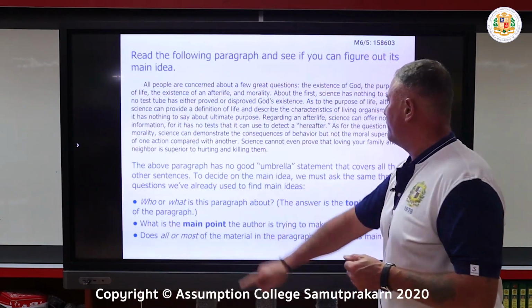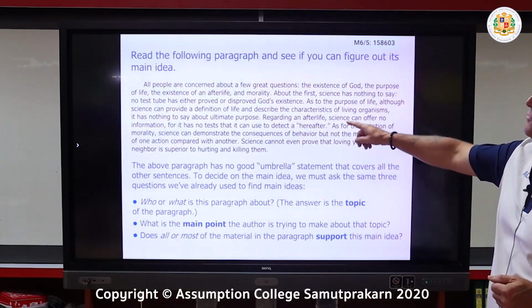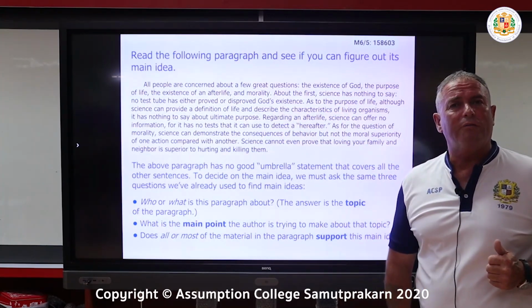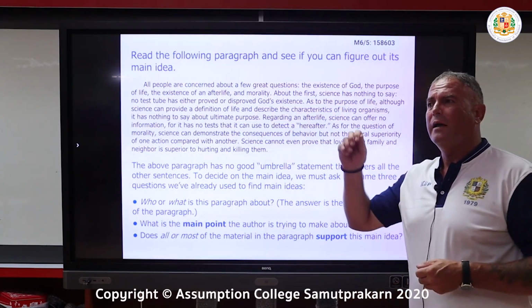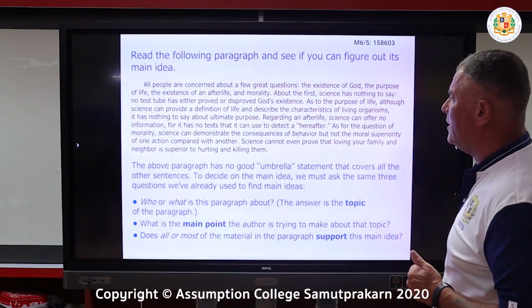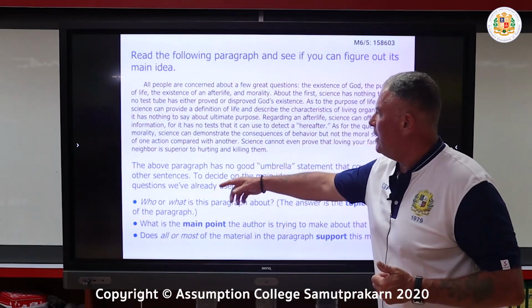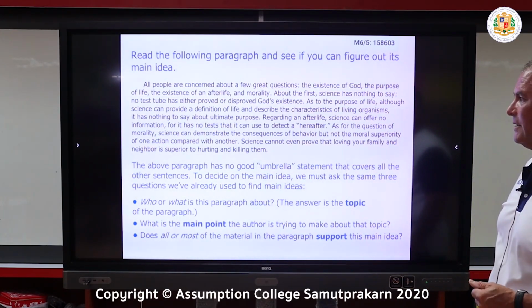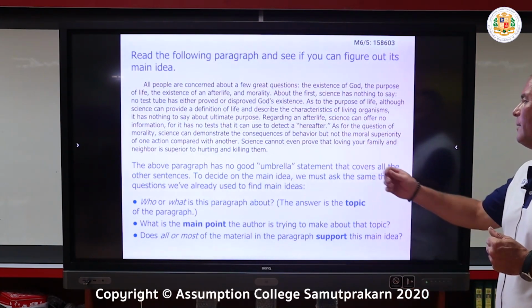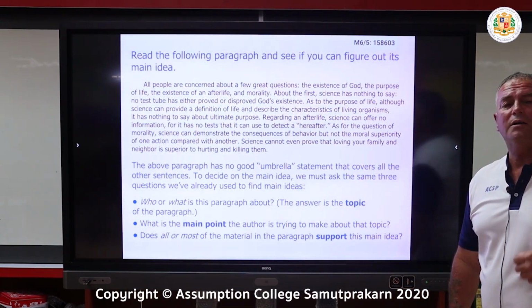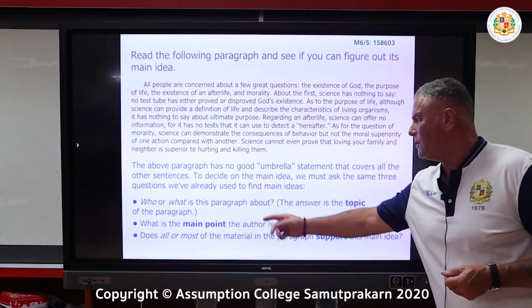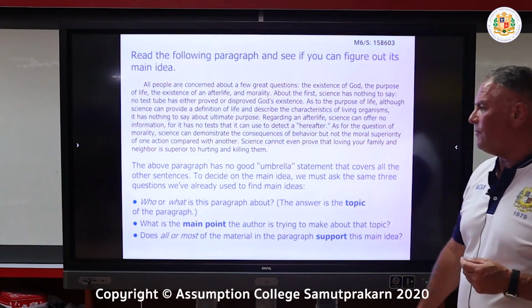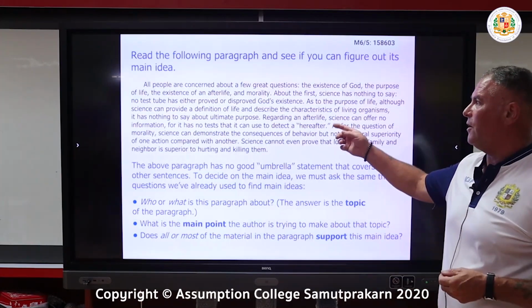It's not difficult. Right. I want you to read this paragraph, okay? Look at any words you are not familiar with. Again, highlight and then write them into the vocabulary worksheet. Okay? So it says there, the above paragraph has no good umbrella statement that covers all the other sentences. To decide on the main idea, we must ask the same three questions we've asked in the main idea. Who or what is in the paragraph? What is it about? The answer is the topic of the paragraph. What is the main point that they are trying to tell you?